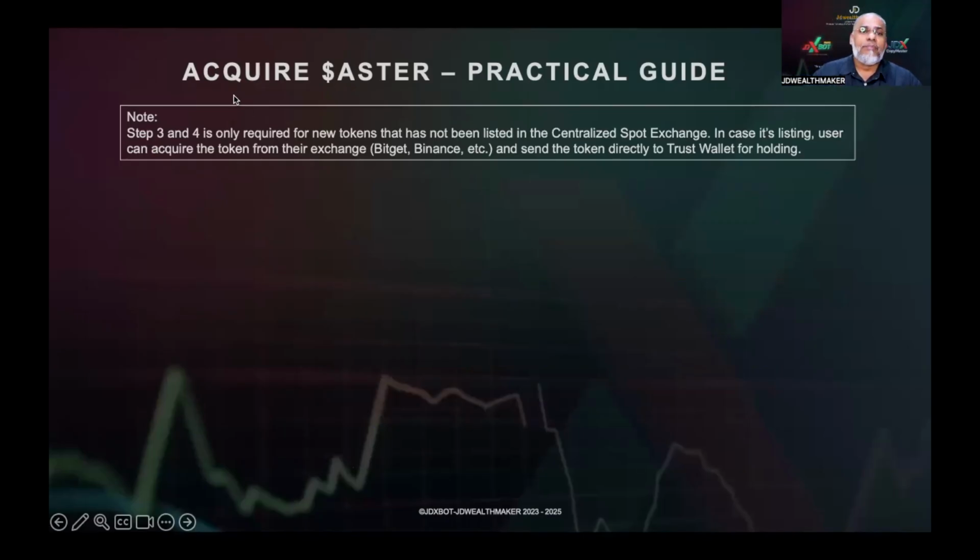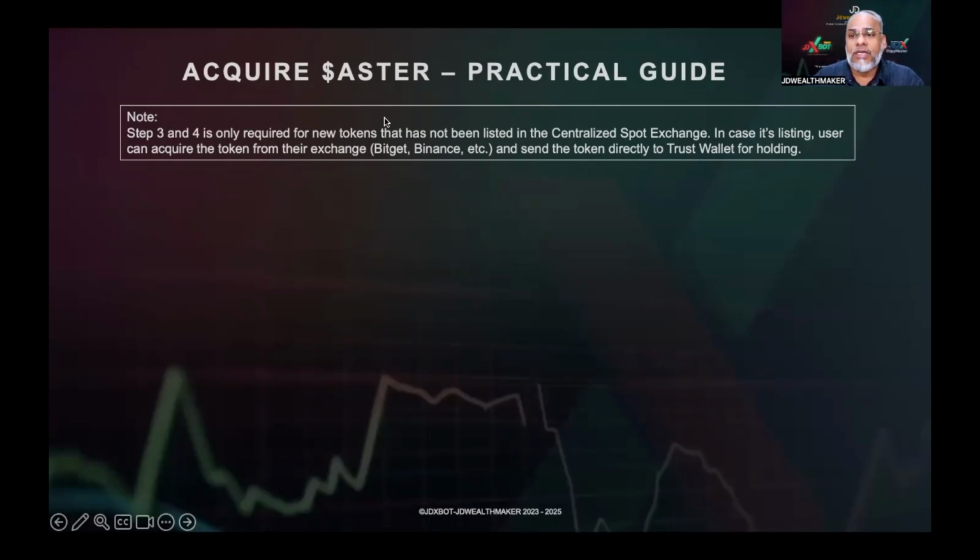Okay, now before we proceed, I just want to highlight one important thing. Step 3 and step 4 are only required for a new token that has not been listed on the centralized spot exchange. If it is listed, the user can acquire the token from their exchange, like Bitget or Binance, and then send the token directly to Trust Wallet for holding purpose.